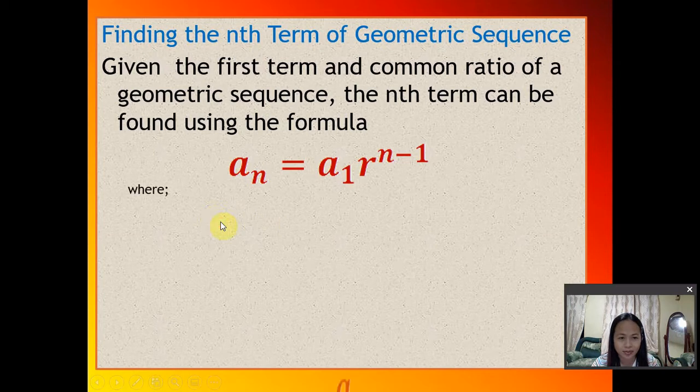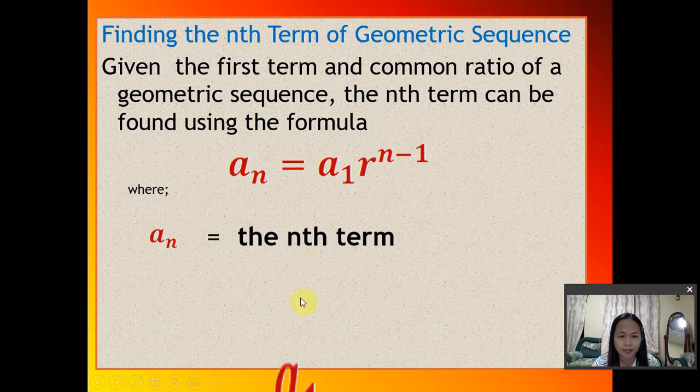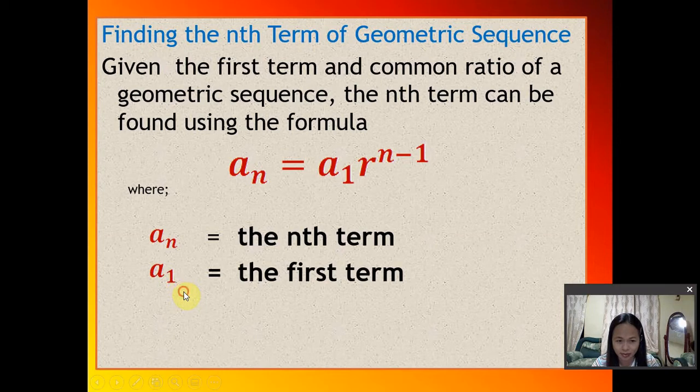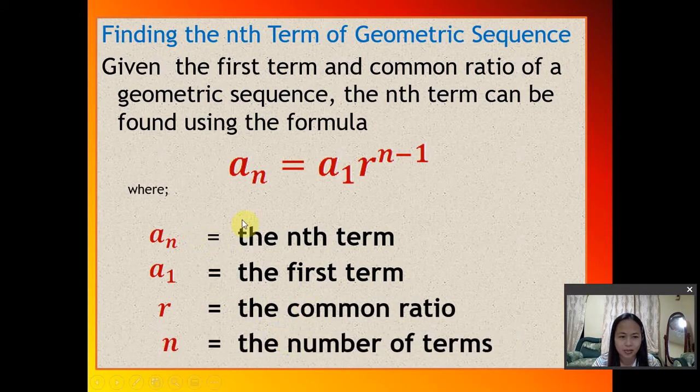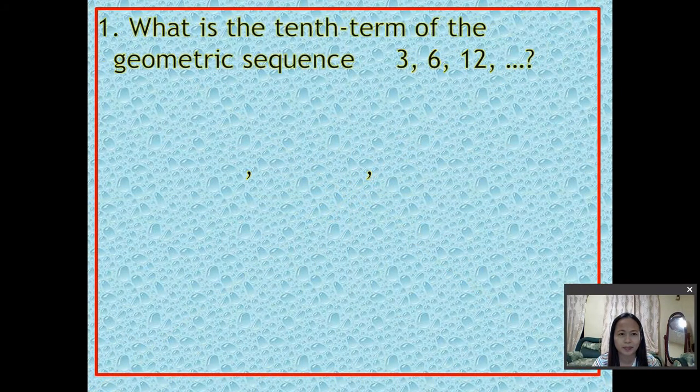So we have this one. Our a sub n is the nth term, or the last term, or the desired term that we are going to look for. Another, we have a sub 1, this is the first term. We already know that r is the common ratio. And n is the number of terms. So using this formula, it's easy for us to determine the nth term of a particular geometric sequence. So how are we going to apply this one? Okay, let's have this example.